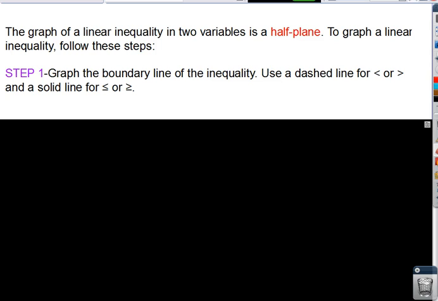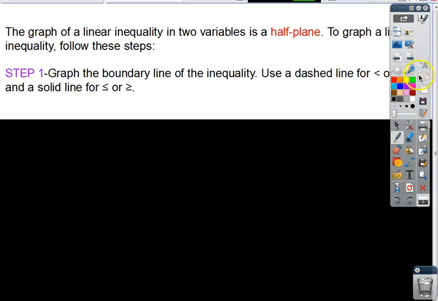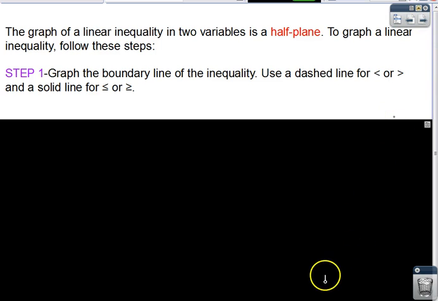A boundary line is just a line, folks, so you're going to graph the line like you would graph any other line. Now, use dashed lines for less than or greater than. How does that make sense? Well, if you think about it a little bit, remember back in chapter 1 when we graphed linear inequalities in only one variable, these things required us to use an open dot. An open dot means an open or a dashed line. These were a closed dot, which means a closed or a solid line that we're going to use.